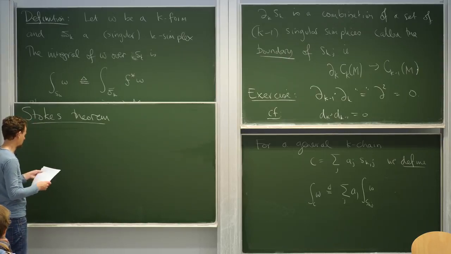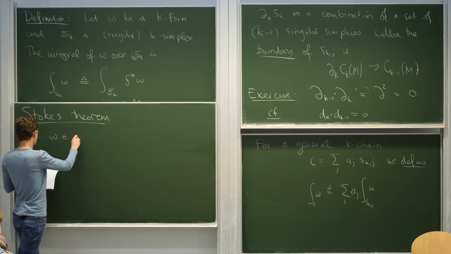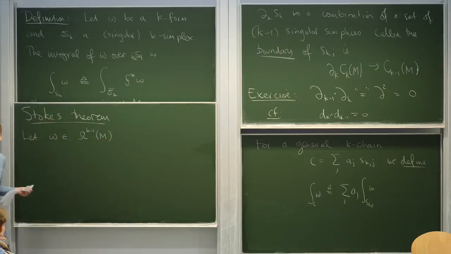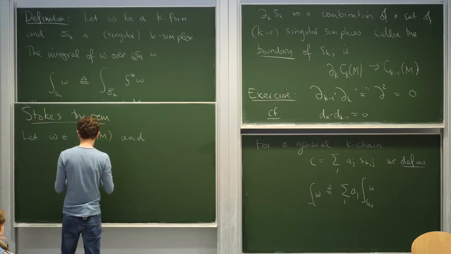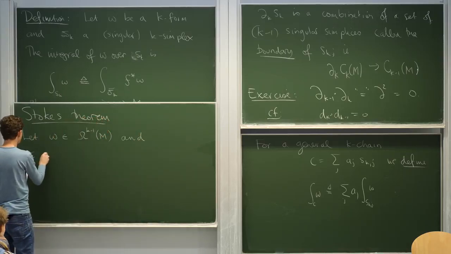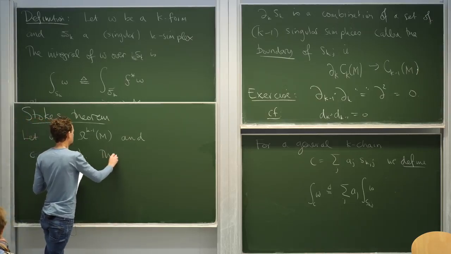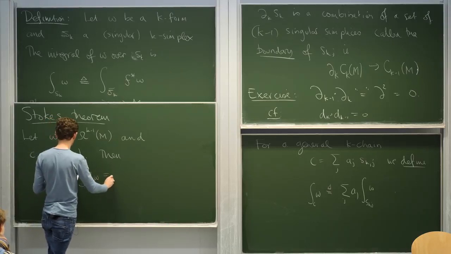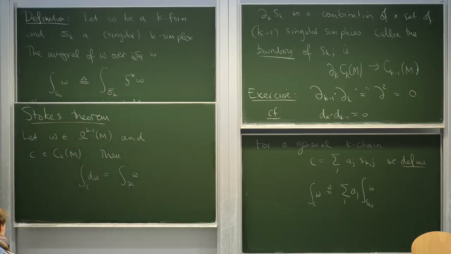Let's see, I'm going to launch into it here. Yeah, here you go, this is pretty easy. So, let omega be a k minus 1 form on an n-manifold M, and C some k-chain on our manifold M, then the integral of d omega over C is equal to the integral over the boundary of C of omega.